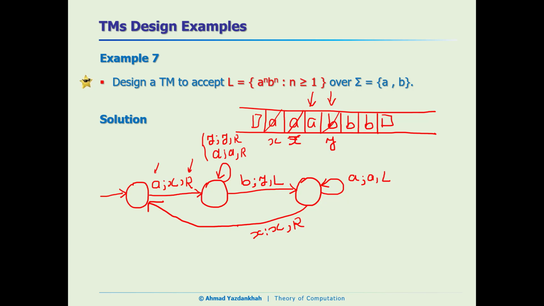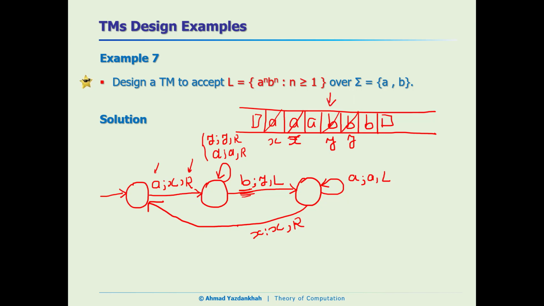Whichever is satisfied, that would be activated. So all of the Y's will be bypassed as well. Then the machine reaches here and finds a B, and this guy will be activated. Change it to Y. Okay, no problem. And then go to the left. All right, it is here.